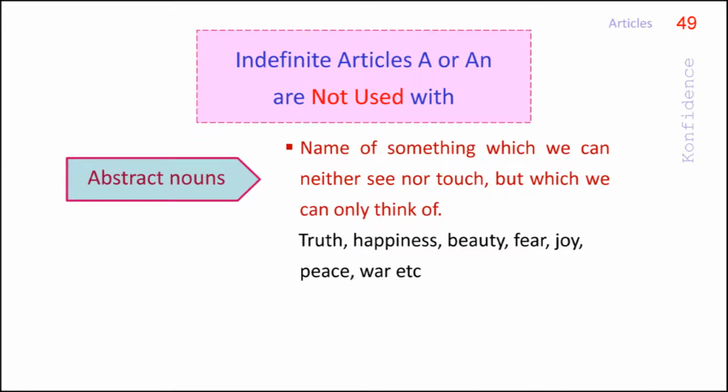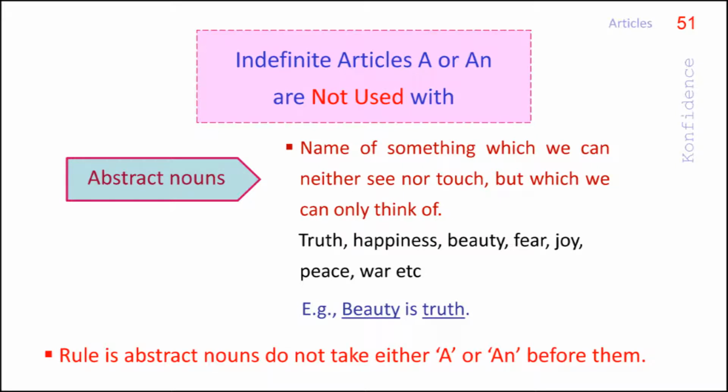Now abstract nouns. What is an abstract noun? It is the name of something which we can neither see nor touch, but which we can only think of. See the example sentence: beauty and truth are abstract nouns. And the rule is abstract nouns do not take either a or an before them.